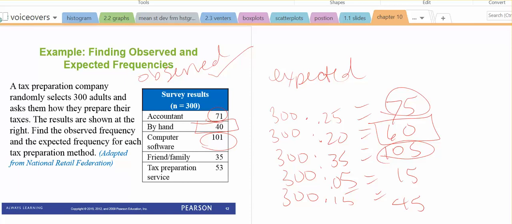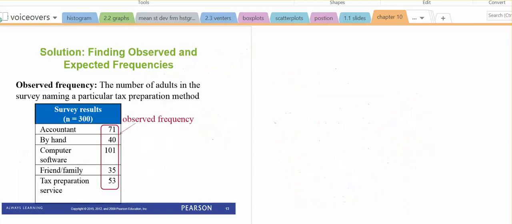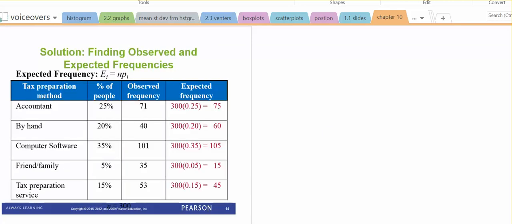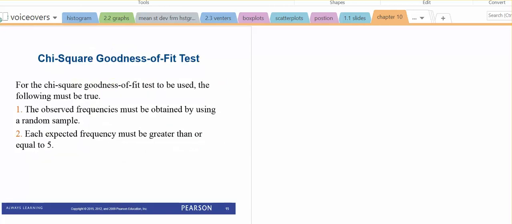So the question is, are they off enough from each other for us to throw out the claim that says these are the percentages that it should be, okay? As you flip through the slides, you'll see, okay, here's our observed, here's us calculating our expected, which is what we just did, and then you run a goodness of fit test only if the following are true.